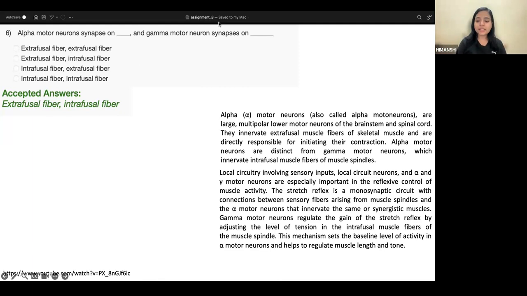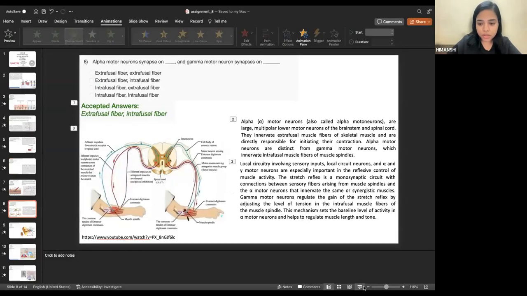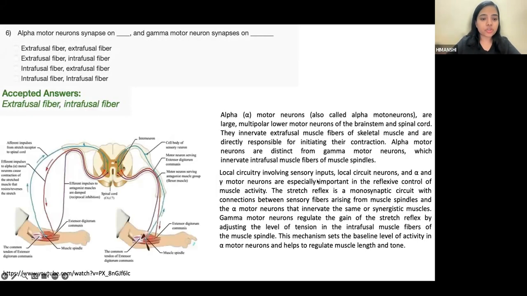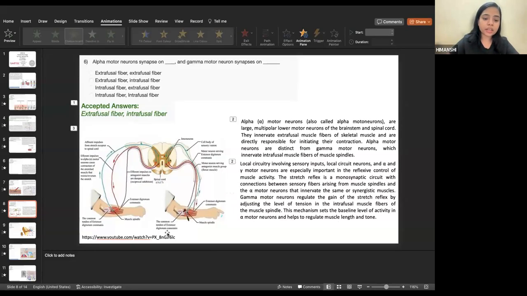This mechanism sets the baseline level of activity in an alpha motor neuron and helps to regulate muscle length and tone. So this is the representation of the reflex arc, having most of the details which you guys can very easily appreciate, because you have learned this, you are aware of it, and I hope that you are even understanding it in a better way.